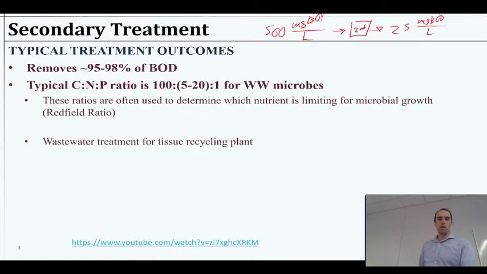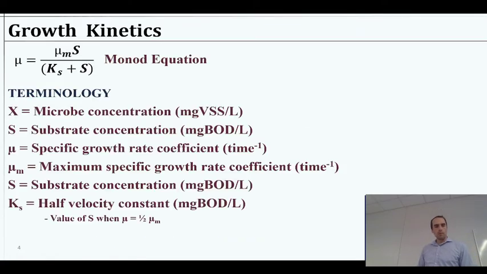Okay, so now that we kind of have that big picture view of what's going on, we need to know something about the actual growth of the bacteria, because that's going to tell us something about the removal of the waste, the substrate stuff. So that brings us to typical growth kinetics for microbes. We have an equation called the Monod equation that tells us something about how quickly bacteria will grow given some amount of food.